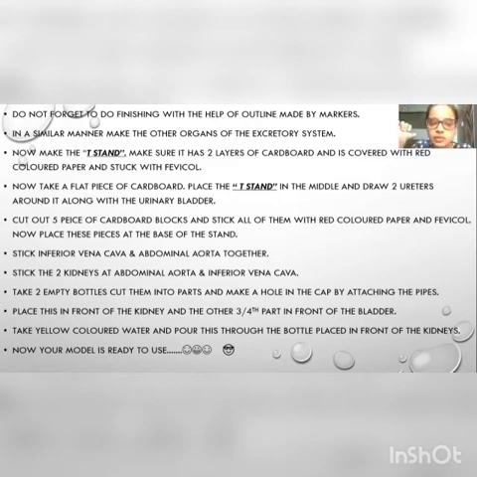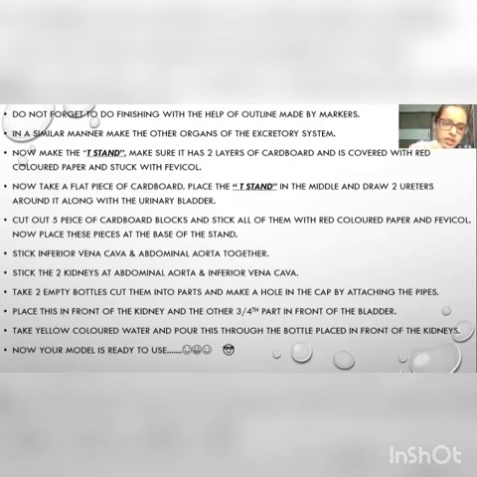And then cut out 5 pieces of cardboard blocks and stick all of them with red colored paper and fevicol. Make sure you're covering them, and also make sure that these blocks should be square in shape, and they should be stuck on the base of this tea stand. Then the tea stand is strong enough to hold the model.